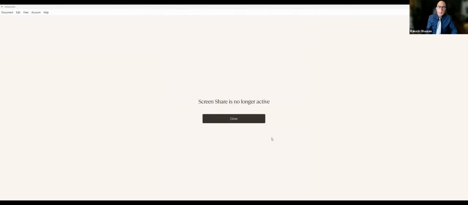Oh, I guess I lost my screen. Just a second, screen for some reason.